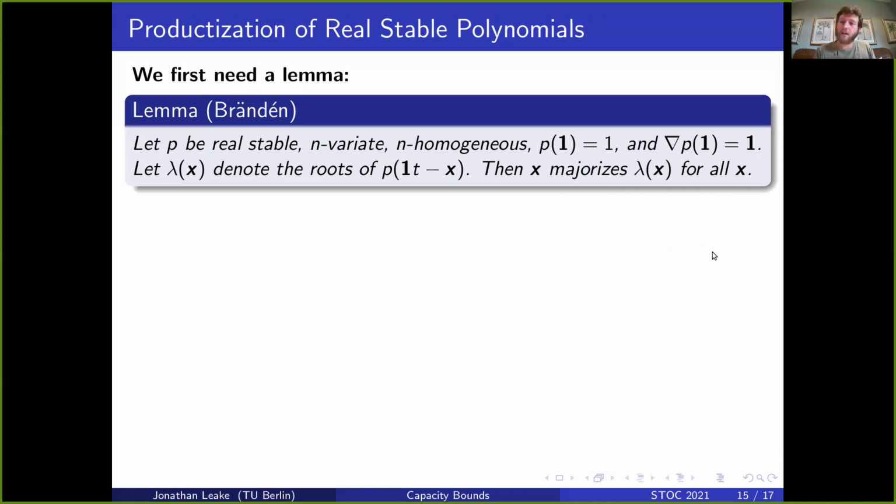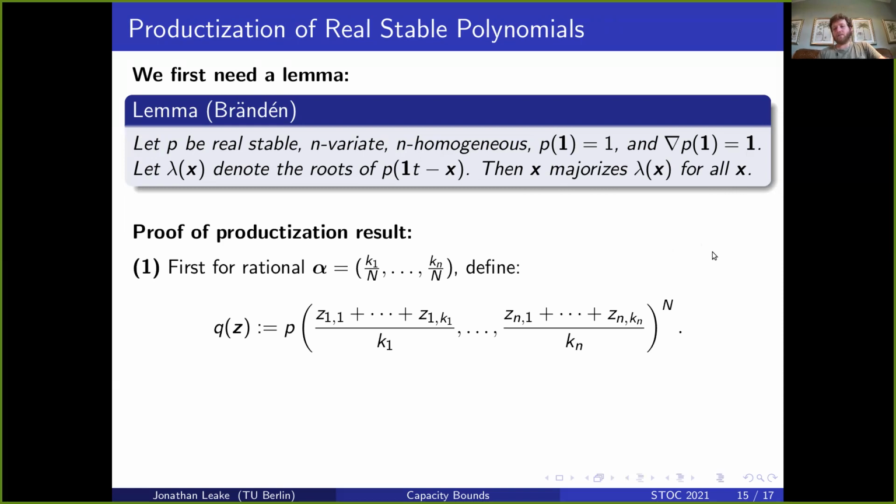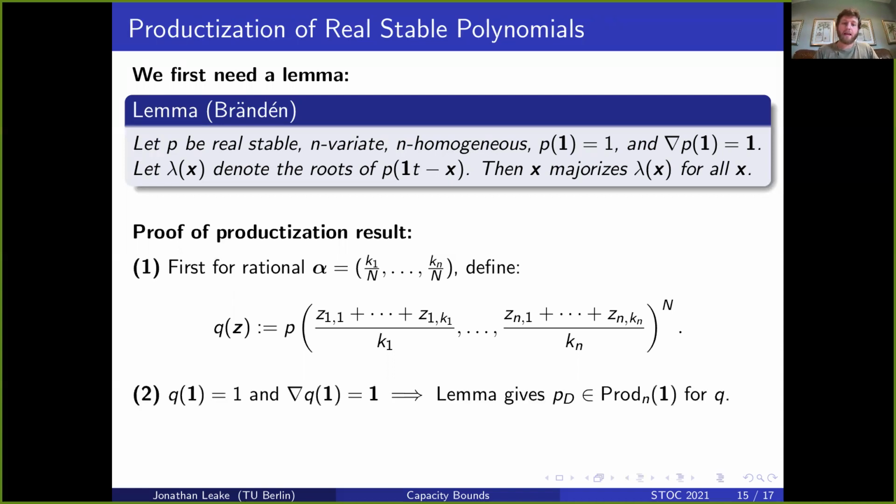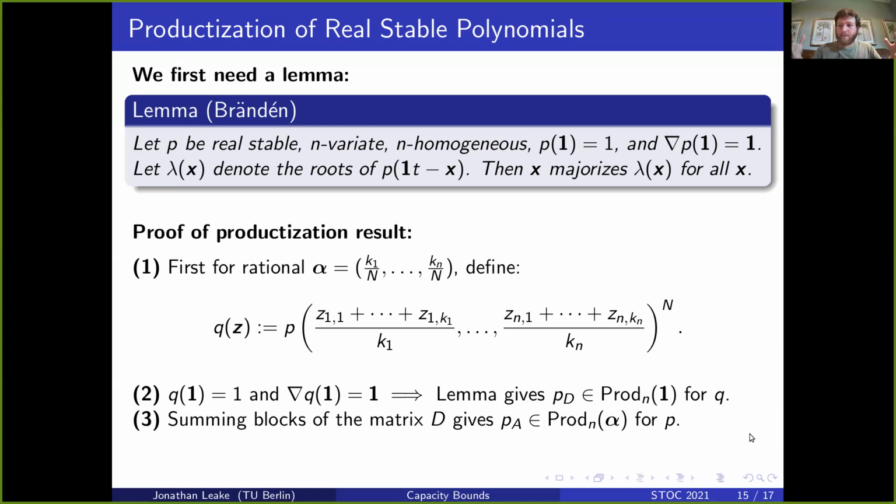To then generalize it to other marginals, you do this trick where you start with rational marginals. You blow up the polynomial p to make this q that has a lot more variables and a lot higher degree. And q now has the property that its marginals are 1. So you sort of disseminated the marginals among a bunch of variables. And then this lemma immediately gives you this product polynomial that satisfies the theorem. And then the point is, once you have that, you can sum up blocks and you end up getting the result for these rational alpha.